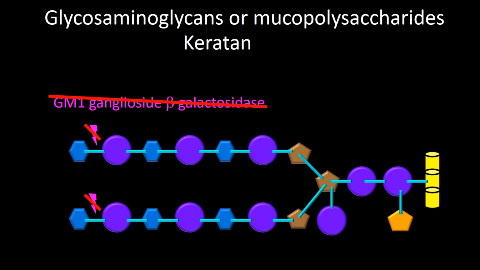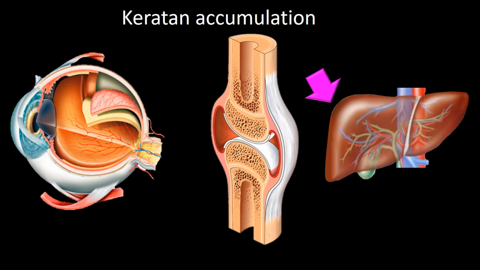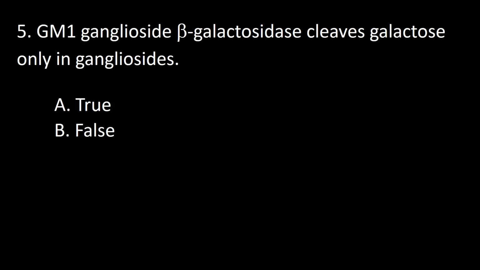But if beta-galactosidase is missing or dysfunctional, as it happens in GM1 gangliosidosis, no such splitting occurs and keratan increases. This increase produces corneal clouding, cartilage deposition, ligament deposition, and bone deposition that may lead to fractures, and it also produces liver enlargement. So the answer to this question is false.